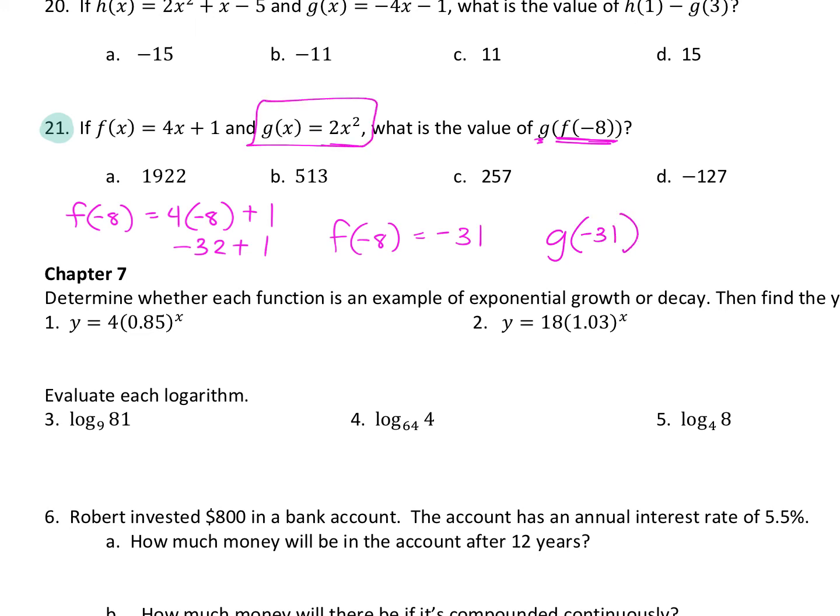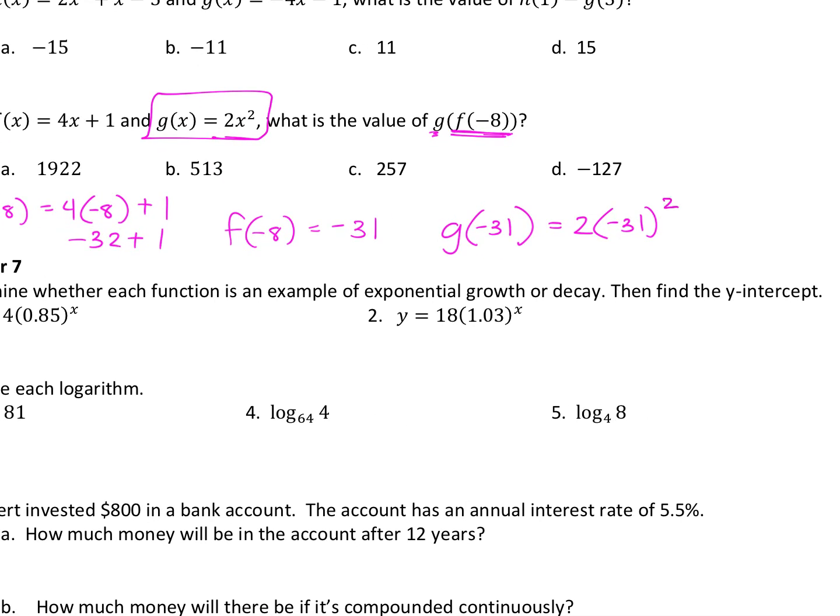So come up here to g. That's going to be 2 times negative 31 squared. Are we squaring negative 62, or are we squaring negative 31? Just the negative 31, right? It's the x squared. If there were parentheses around that, then you would multiply by 2 first and then square it. But there's no parentheses on this guy up top.